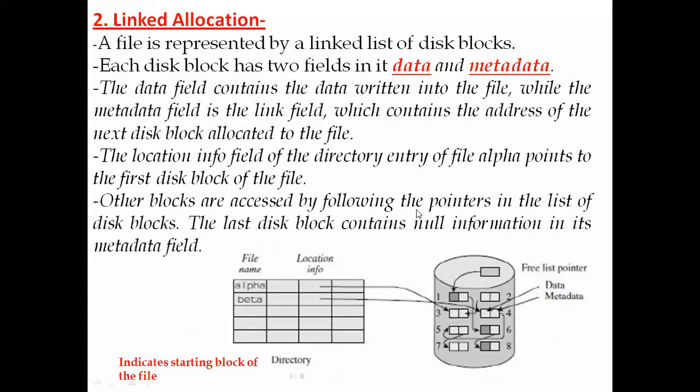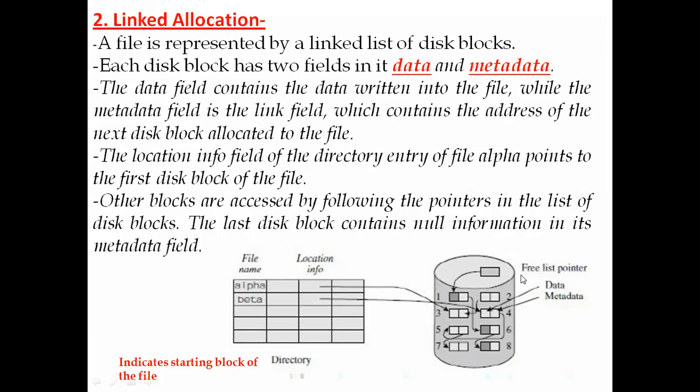So the second kind of allocation method is what we call linked allocation, as I told. Why is the name linked used? Because here we use a linked list format. So we have the use of the linked list data structure, hence the name. In linked allocation of disk space, a file is represented by a linked list of disk blocks. You can see the figure here.